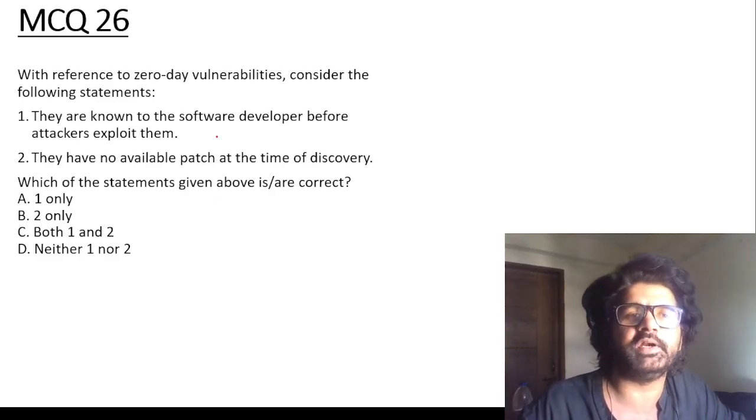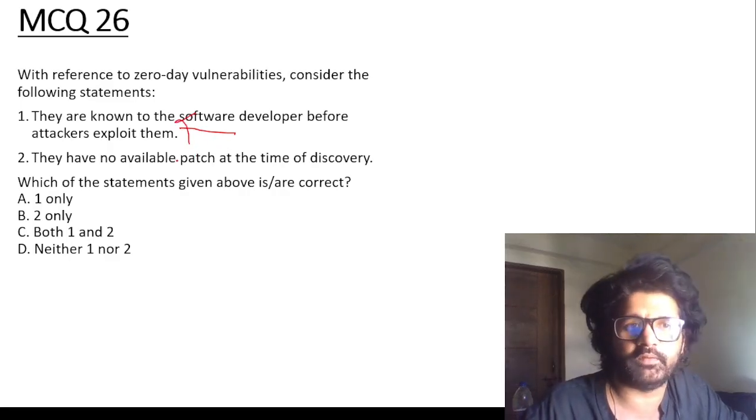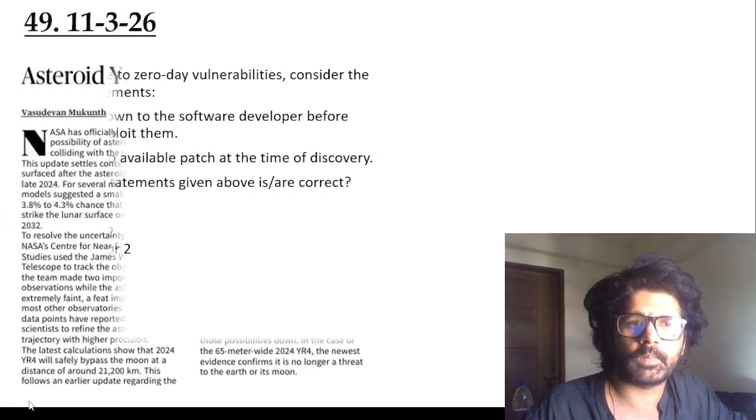With reference to 0-day vulnerabilities, are they known to the software? No, they're not known. That's why we don't know how much time it will take to solve it. I think it should be towards infinity-day vulnerabilities. Then they have no available patch at the time of discovery. Yes, it is correct. B.